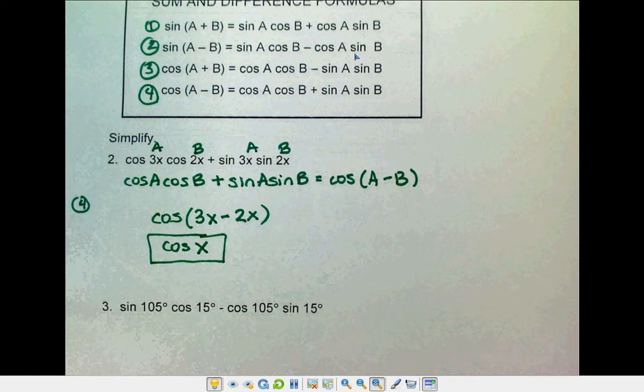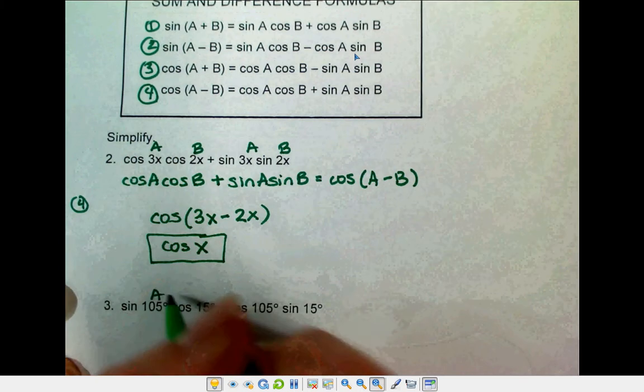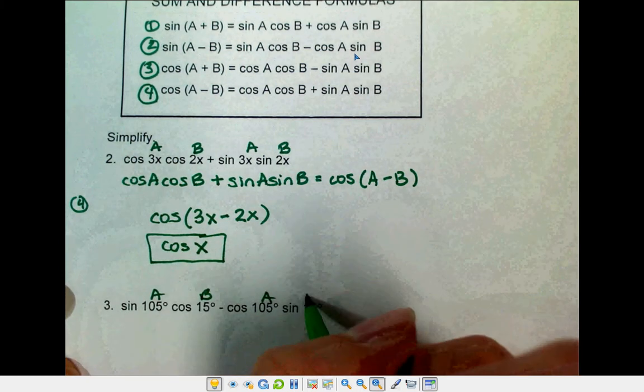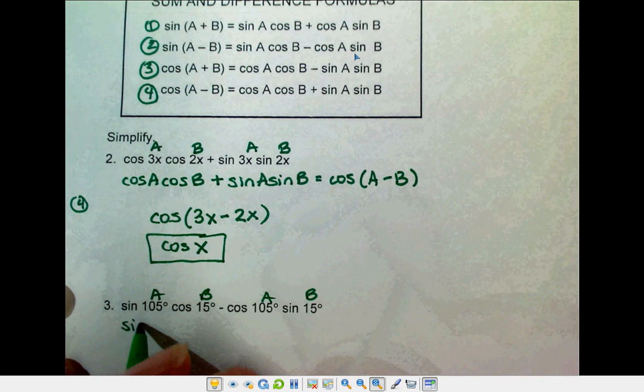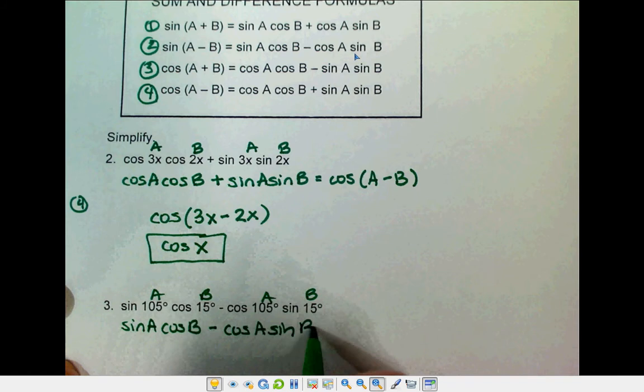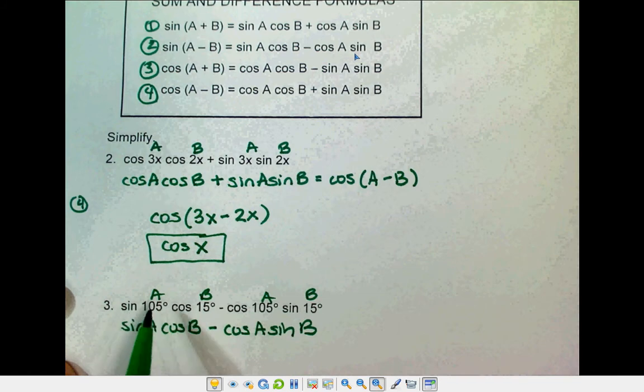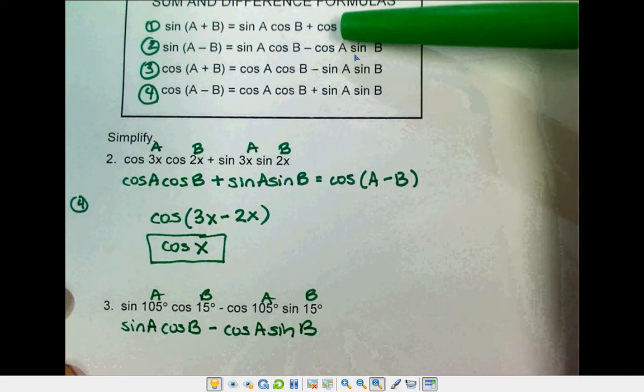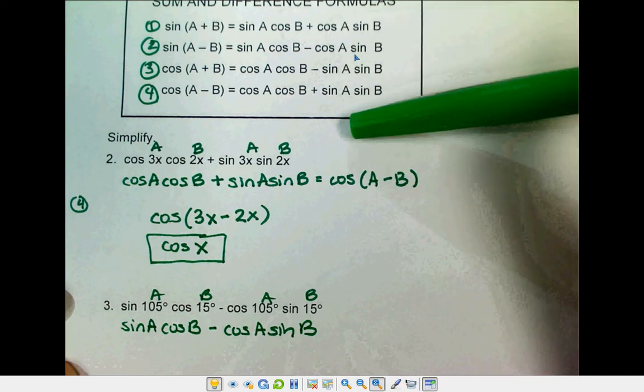Okay, let's look at number 3. So again, here's my A and here's my B. So let me first rewrite this using A and B. So this is sine of A, cosine of B, minus cosine of A, sine of B. Again, I'm going to try to see which of these 4 I will use for this problem.